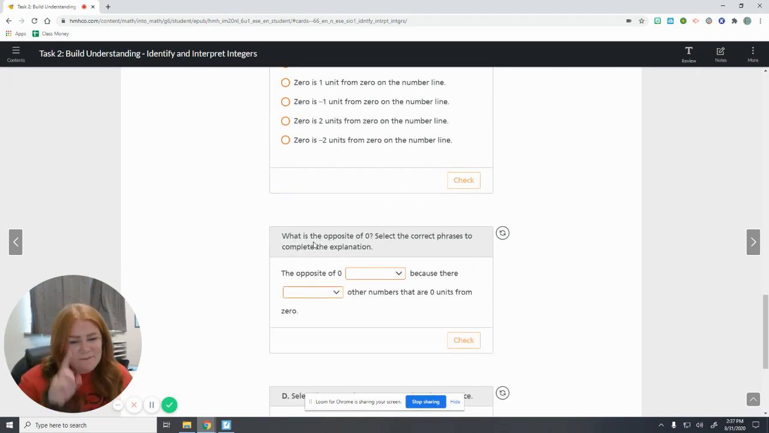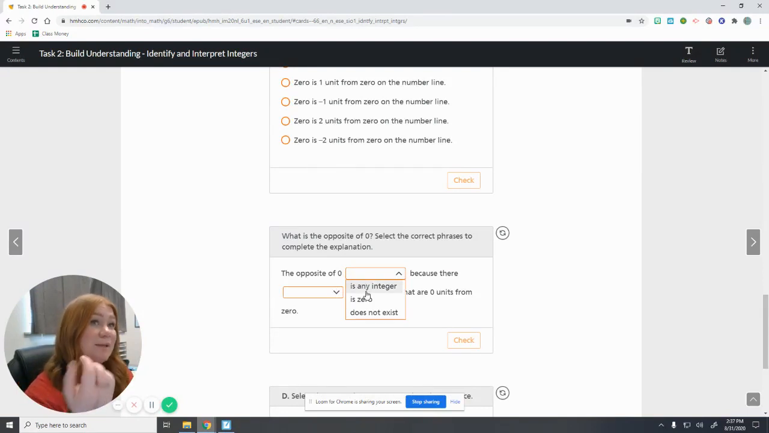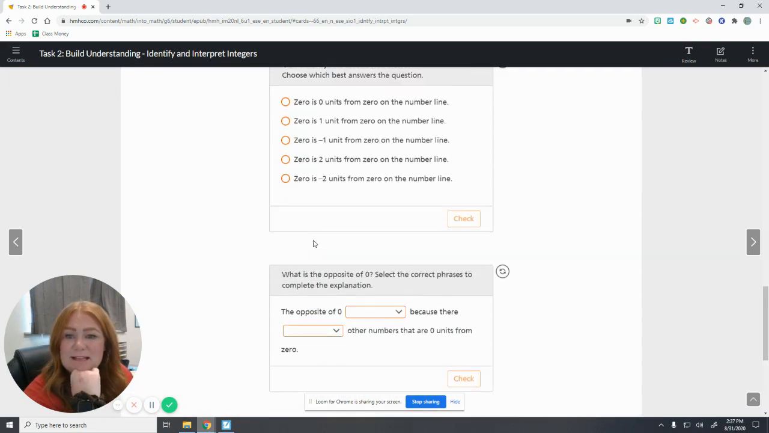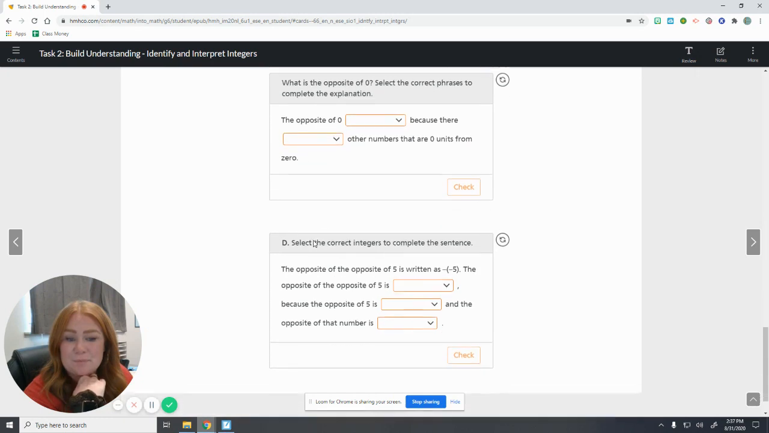So using that information, think about the opposite of 0 is what? So is it anything? Is 12 the opposite of 0? Is -52 the opposite of 0? So anything. Is it just 0, or is there no possible answer? So I want you to think about that and try those out on the rest of C.